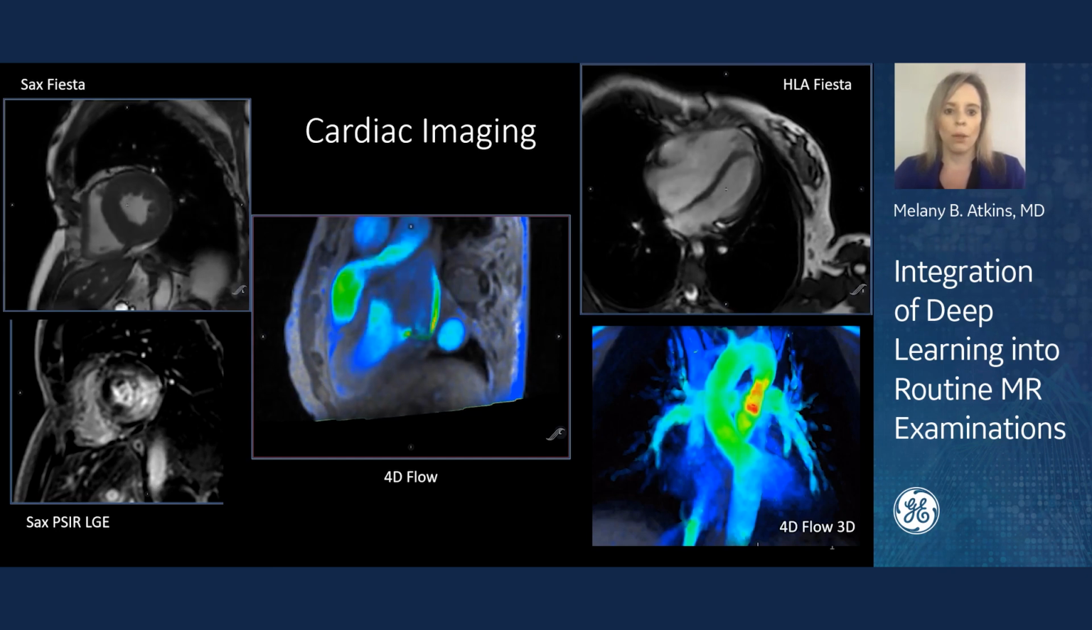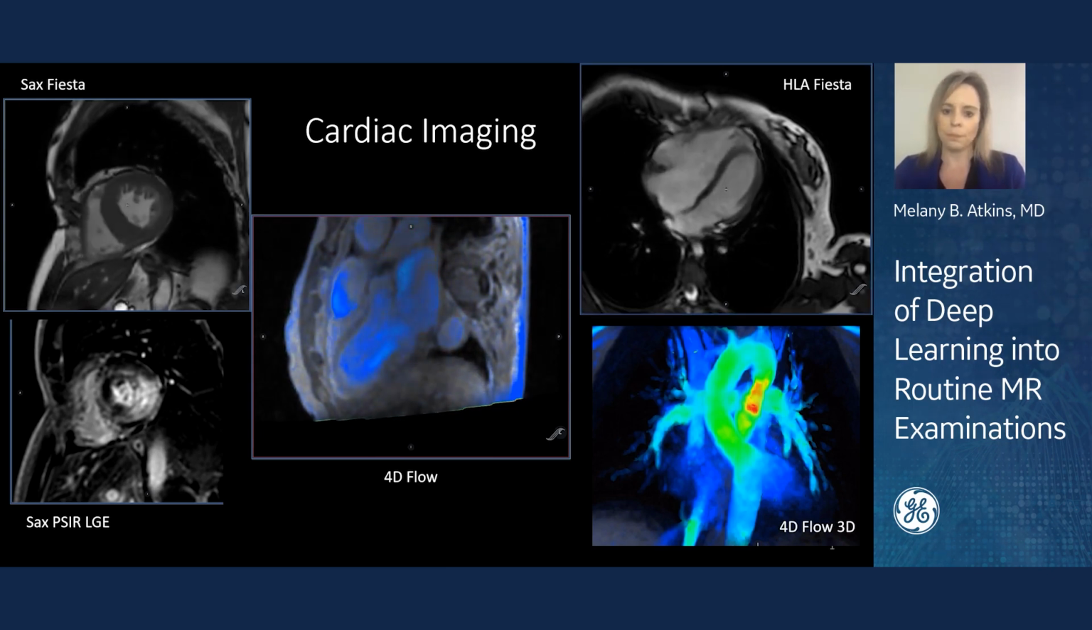We utilize the air coil for all of our cardiac images. You can see here we have short axis images in a patient with hypertrophic cardiomyopathy. We've got horizontal long axis images on the right. And in the middle, we have 4D flow images, you can see in this patient with mitral regurgitation. All of these, of course, were utilizing the air coil.